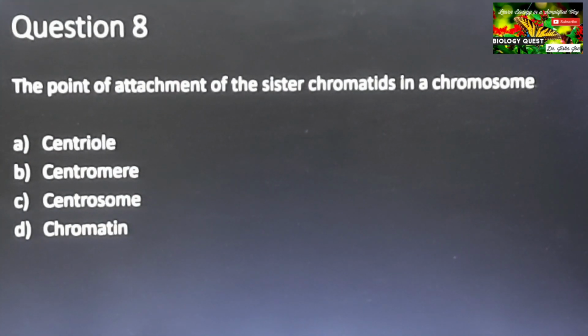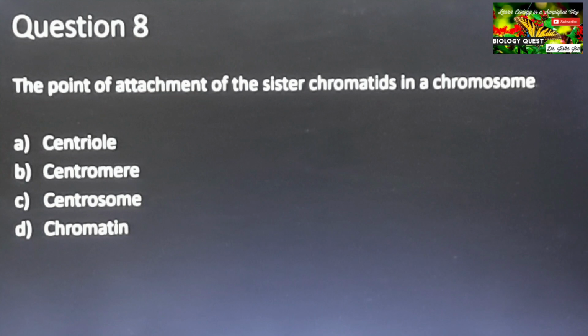Now question 8. The point of attachment of the sister chromatids in a chromosome. We have already seen what are chromatids. Chromatids are the arms of a duplicated chromosome. These are also called as sister chromatids because they belong to the same chromosome. Okay. Now option A is centriole. What are centrioles? Centrioles are rod-shaped structures present in the centrosome, and they are concerned with the formation of asters during cell division.